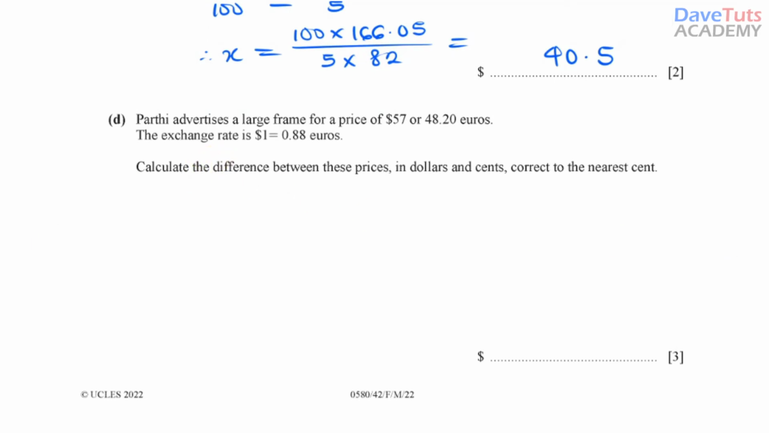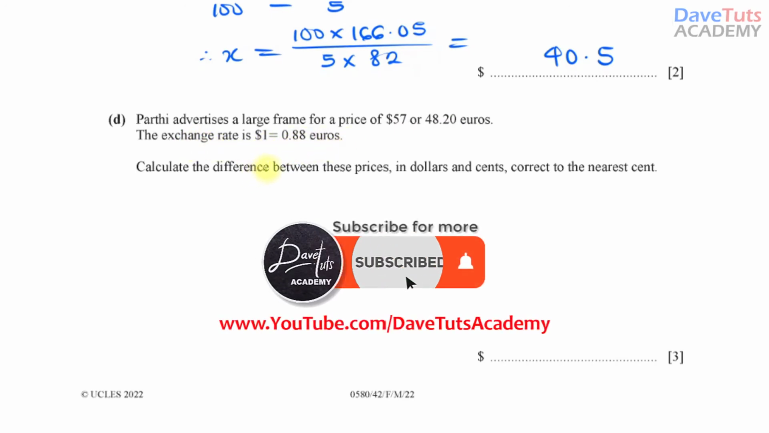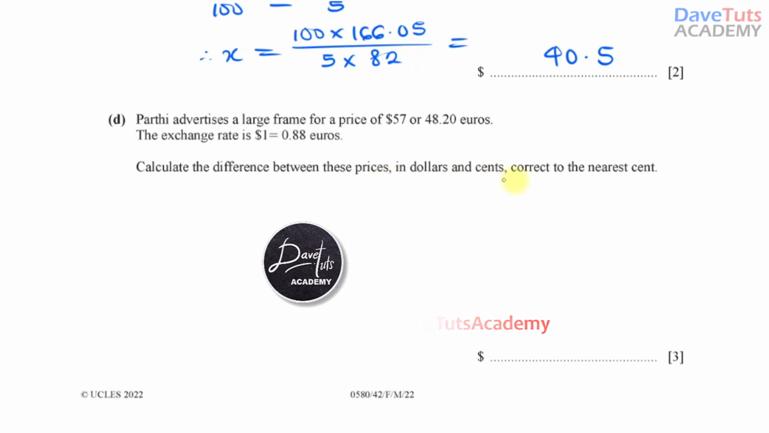So finally, we can look at this question in which you are told that a party advertises a large frame for a price of $57 or 48.20 euros. Now the exchange rate is $1 to 0.88 euros. We have to calculate the difference between these prices in dollars and cents correct to the nearest cent. So let's look at this.